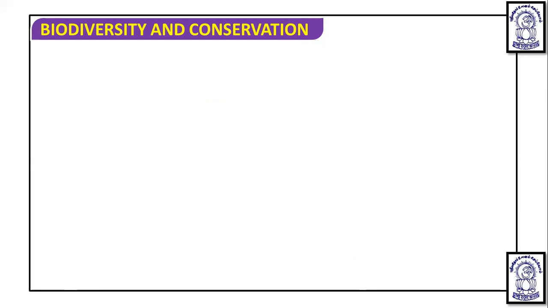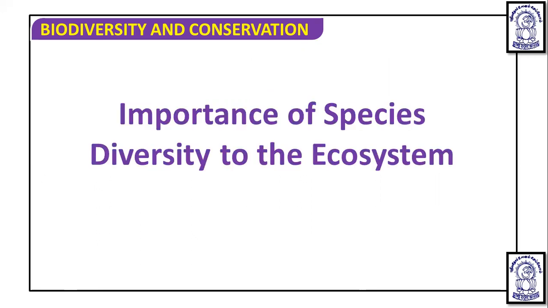Okay, now after this, the question is, what is the importance of species diversity to the ecosystem? Till now we have been talking about species diversity and that diversity is increasing. Now the question is why it is increasing, and what is the importance of this particular diversity to the ecosystem.